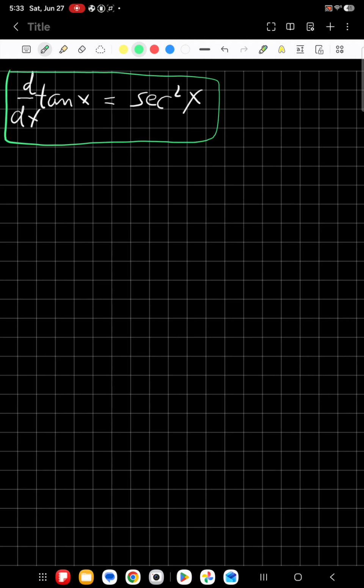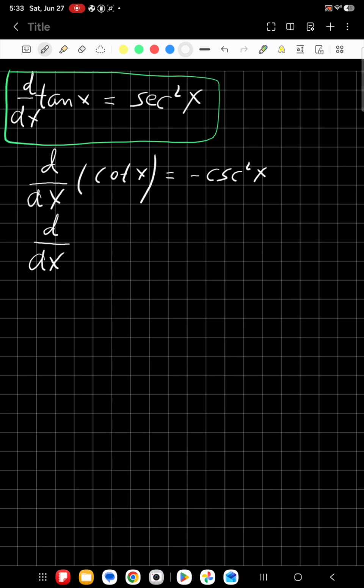Okay, so we have other derivatives, right? I'm just not really going to calculate them. You can do it yourself if you want to. d/dx of cotangent x, that's negative cosecant squared. Okay, then the derivative, this one is important. Well, quite important. Derivative of secant.